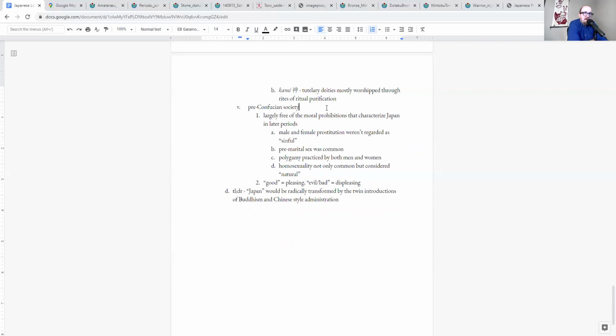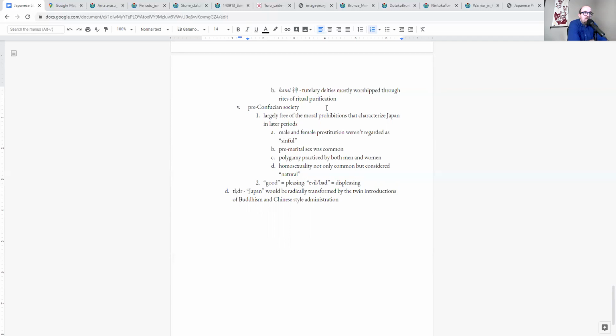And also the moral prohibitions that are often identified with Buddhism and the culture of the greater Chinese sphere just don't really exist in Japan at this time. So for example, male and female prostitution were both pretty common. And not only were they pretty common, they also weren't even regarded as especially sinful.